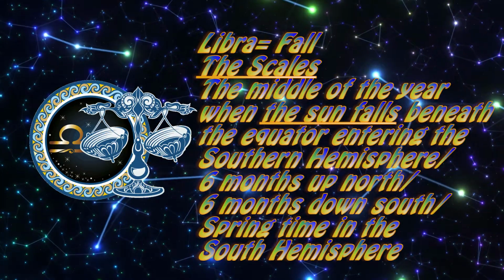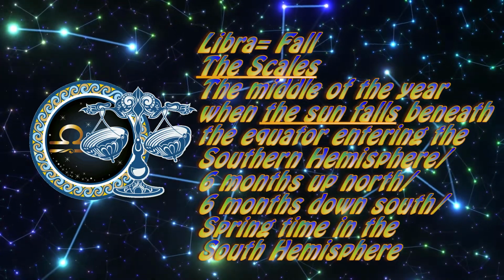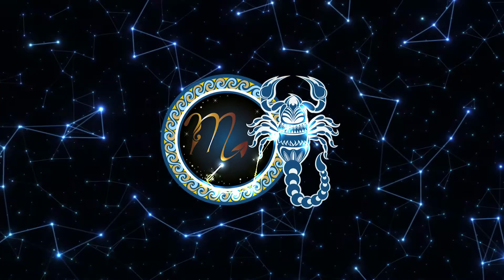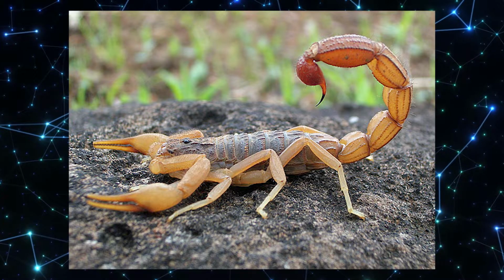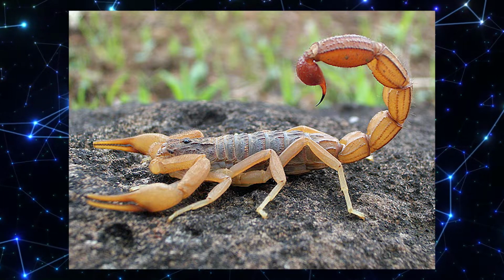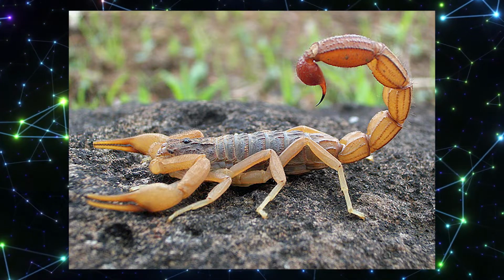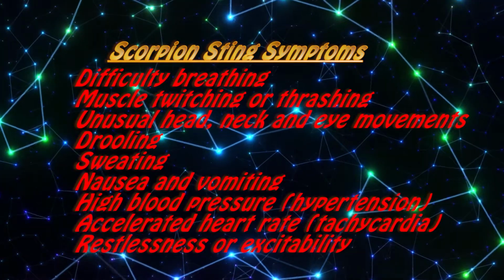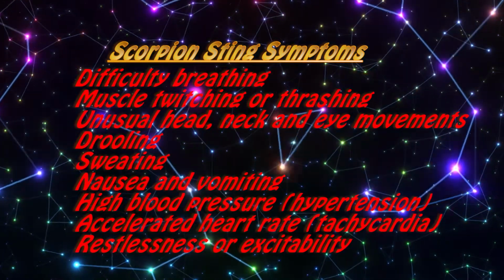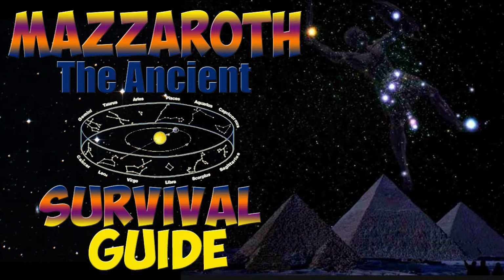So now we got Scorpio. The reason they use the scorpion is because of scorpions, how quick they sting, and how quick you're affected by the poison, the venom, whatever the scorpion has.